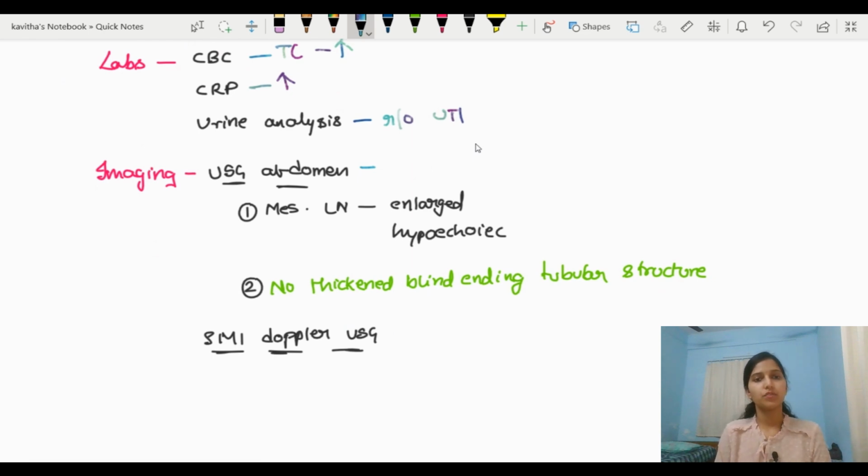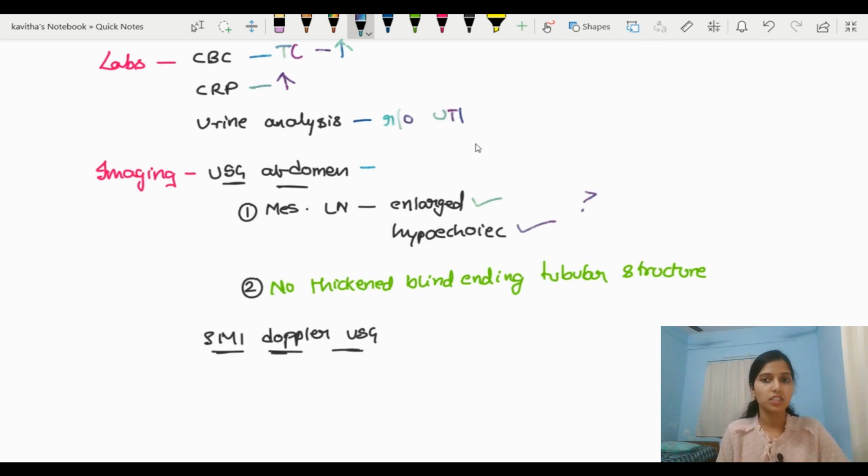Then imaging: we do ultrasound abdomen because it is cost effective and easily available. There are two important points in ultrasound abdomen. One is mesenteric lymph nodes will be enlarged and hypoechoic. And the second point is there is no thickened blind ending tubular structure. What does it imply? That means there is no inflamed appendix.